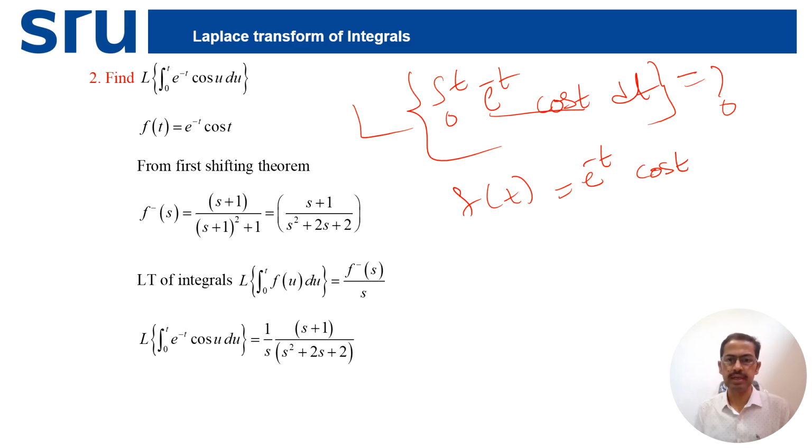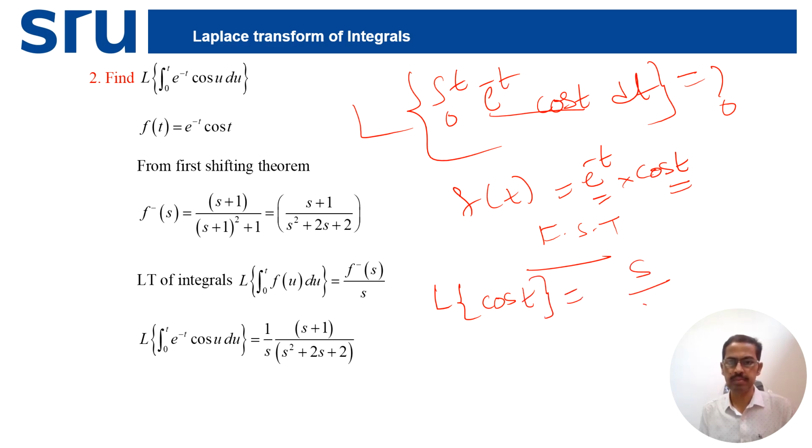So how do you find this with the exponential and the cos function? Apply the first shifting theorem. By the first shifting theorem, find the Laplace transform of e power minus t cos t. First find the Laplace transform of cos t. This is equal to s by s square plus 1 square. Here the coefficient of t is 1. So s by s square plus 1.